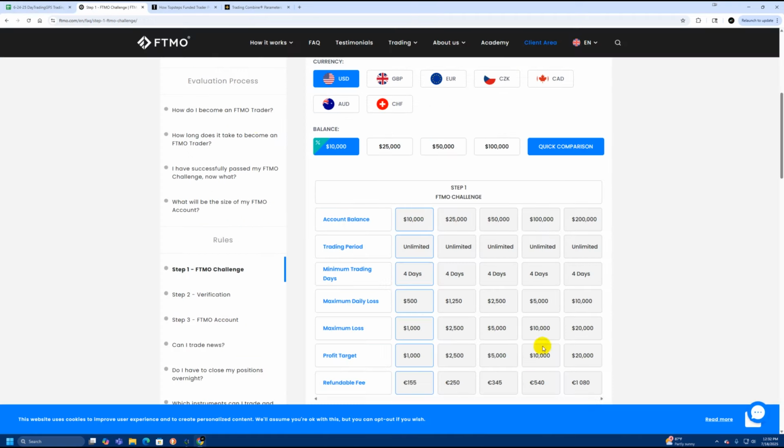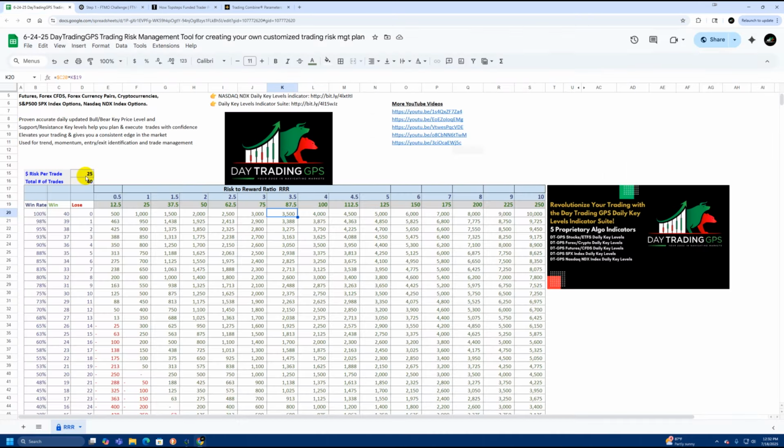If you want to go the other way, you look at the maximum one here. You took a $200,000 challenge. Your profit target is $20,000. Your maximum loss over the total trading period is $20,000. Keep in mind this maximum daily loss in these particular examples is not going to come into play because of the fact that you're capping your risk per trade and your number of trades per day.